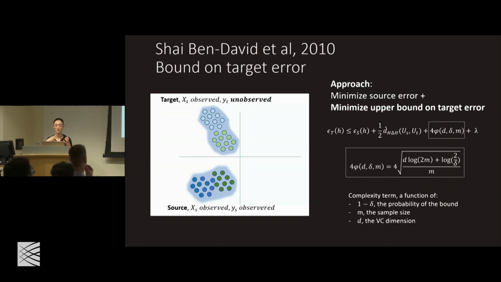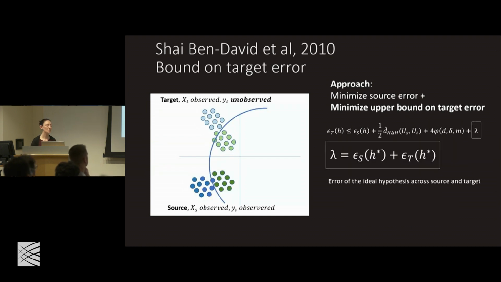So this term encapsulates the probability of the bound, your sample size, and your VC dimension, so your complexity. And then this last lambda term, this one's very important. As I'm talking about solutions and problems with some of these solutions, this is something you want to keep in the front of your mind. This is a theoretical term that's the error of the ideal hypothesis across both your source and target. So if there is no line that can be drawn that perfectly separates your data, you're bound by that issue. Your bound is only as good as the best classifier you could possibly draw.